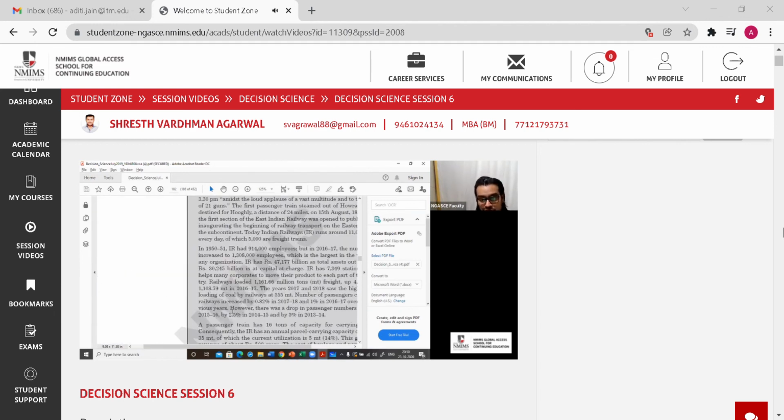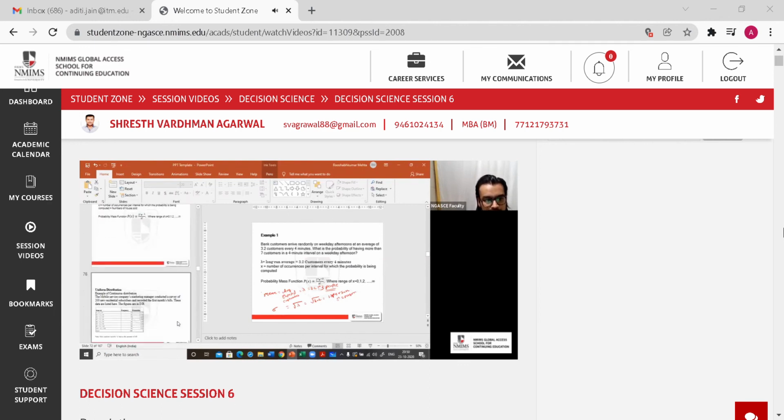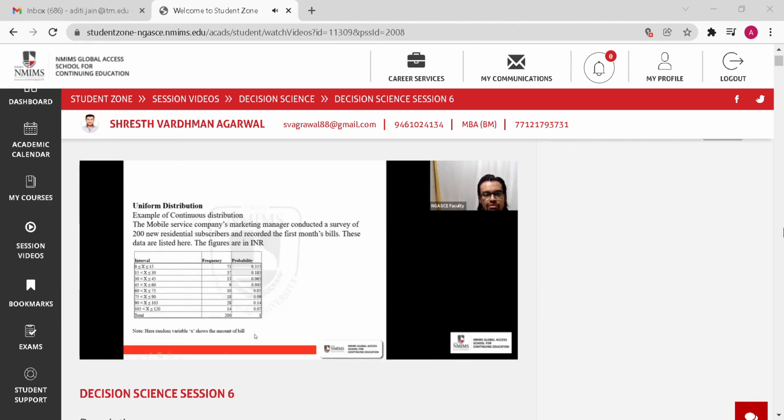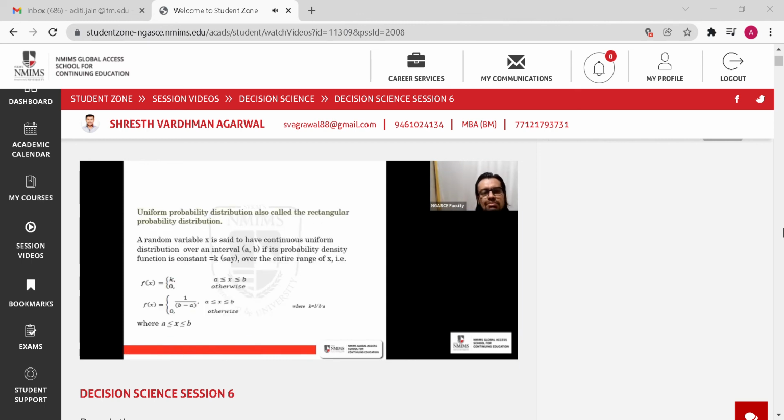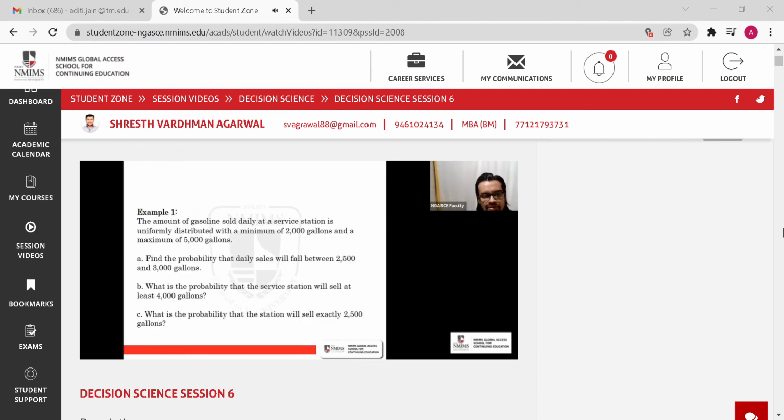Okay, one more distribution I would like to discuss with you. Now it's a continuous distribution. This is called uniform distribution. So what is basically a uniform distribution? Let's try to understand through one simple example. Then we'll at least understand these formulas and all. So this is the example. The amount of gasoline sold daily at a service station is uniformly distributed. They found out that this is uniformly distributed. I'll tell you the reason why.